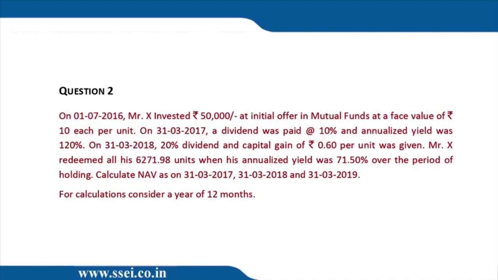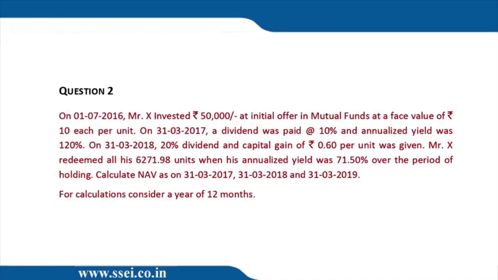X redeemed all his 6271.98 units when his annualized yield was 71.5% over the period of the holding. Now, how did the units become 6271? The increase in units is 6271.98 minus the cumulative units we had, 5277.78. The increase is 994.202 on my calci. These extra units, 994.202, which you should write and save, were purchased from the dividend amount, the distribution amount, the 13,000 amount.